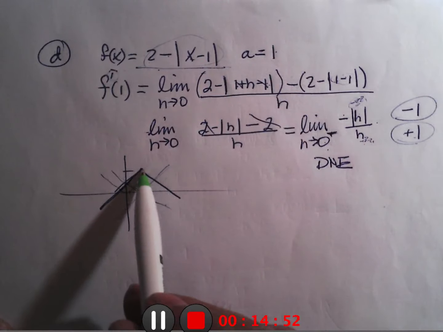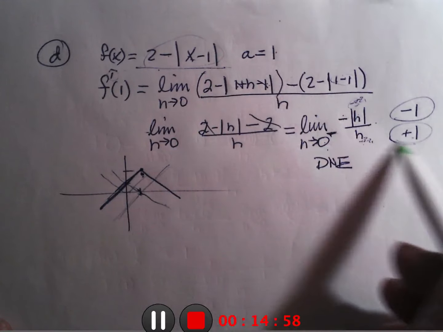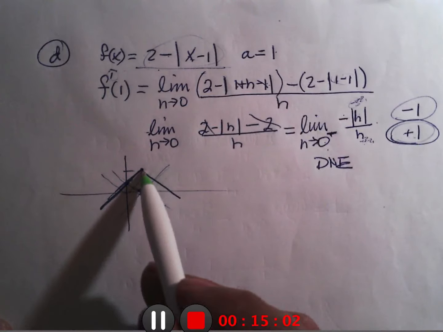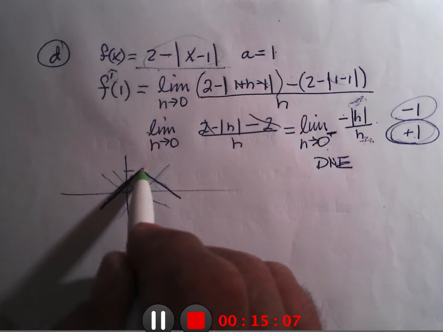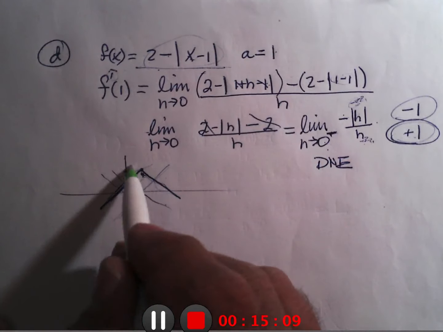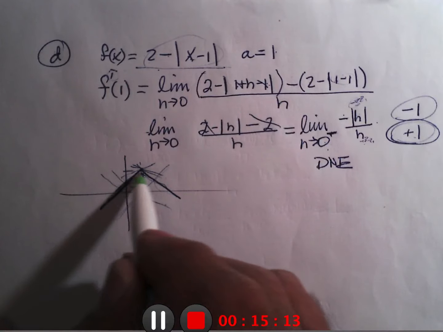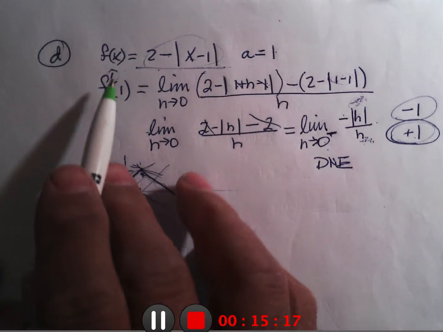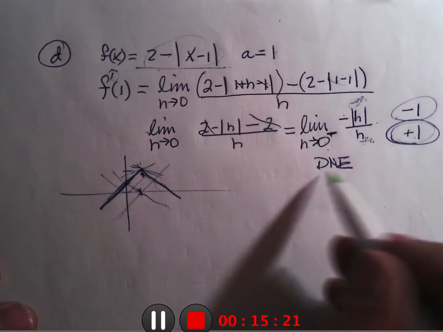Well, to the left of 1, the slope is 1, which is what we found out. On the left side, we got 1. The right side, the slope is -1. But right at 1, the tangent line, there's multiple lines that just go through that point that don't touch it. So there isn't one slope of a line, a tangent line, at 1. That's why we got does not exist.